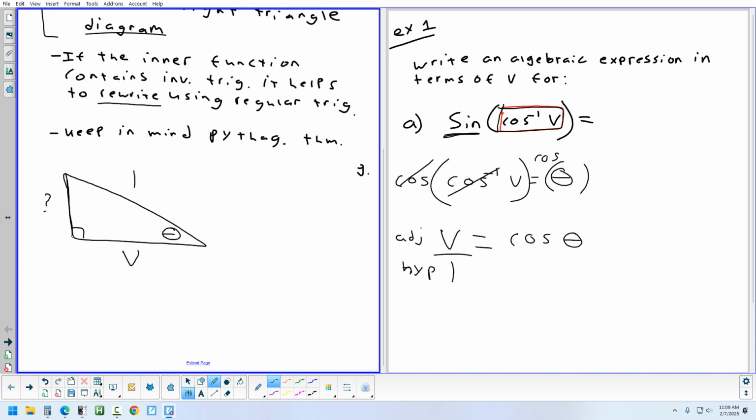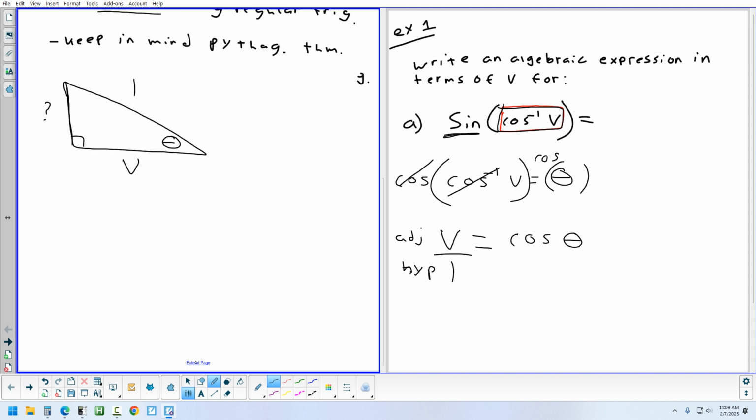Use the Pythagorean theorem. Yeah, we'll use the Pythagorean theorem. So you can temporarily call it whatever you want. Call it A, I guess. But in a minute, we're going to have a formula for what A is. It's not going to be a number because the other sides are not all numbers. It's going to be a formula with a V in it. So let's set up the Pythagorean theorem. A squared plus V squared equals 1 squared.